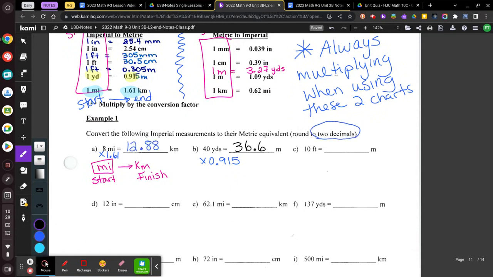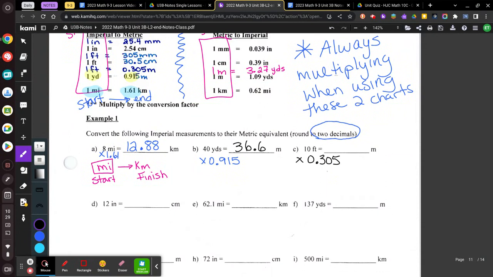Okay, take a look. Hopefully your calculations on your calculators match mine. So we've got 12.88. We multiplied by 1.61. On the second one, we're multiplying by 0.915. Where did I get those numbers? From the chart. Now I want to find feet to meters. So I've got to find where feet is. That's on the left. And I've got to look at meters. That tells me 0.305. So now I'm going to times by 0.305.